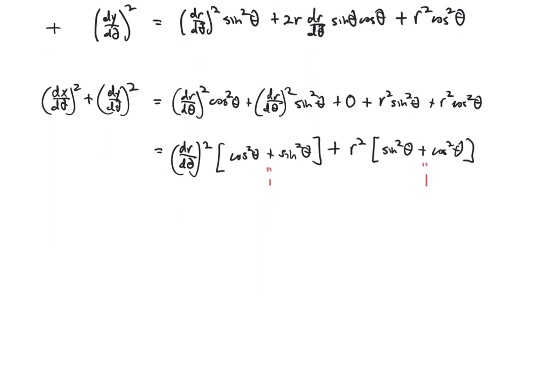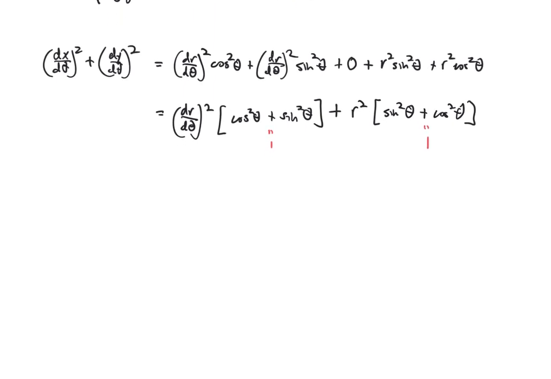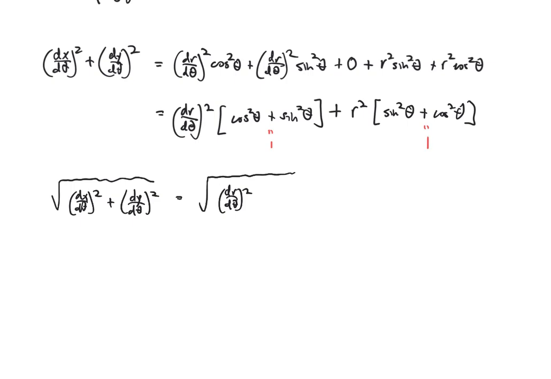So putting this all together, we're going to end up with the square root of dx d theta squared plus dy d theta squared is equal to the square root of dr d theta squared plus r squared.